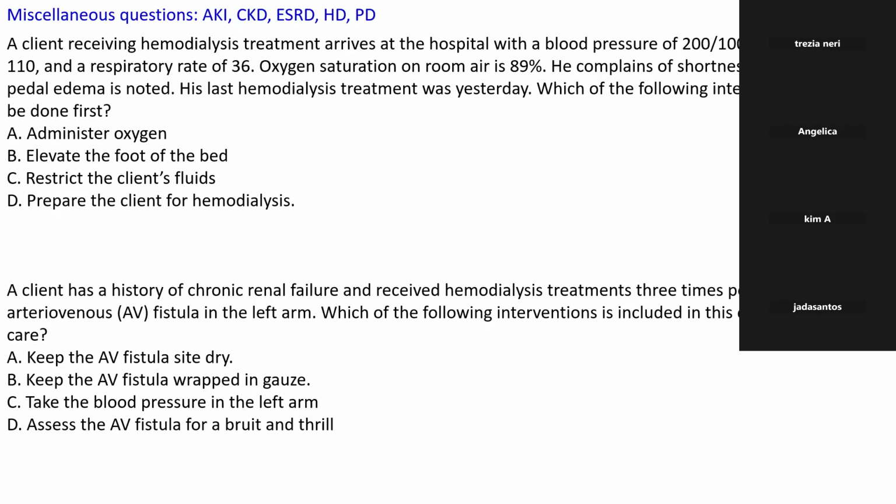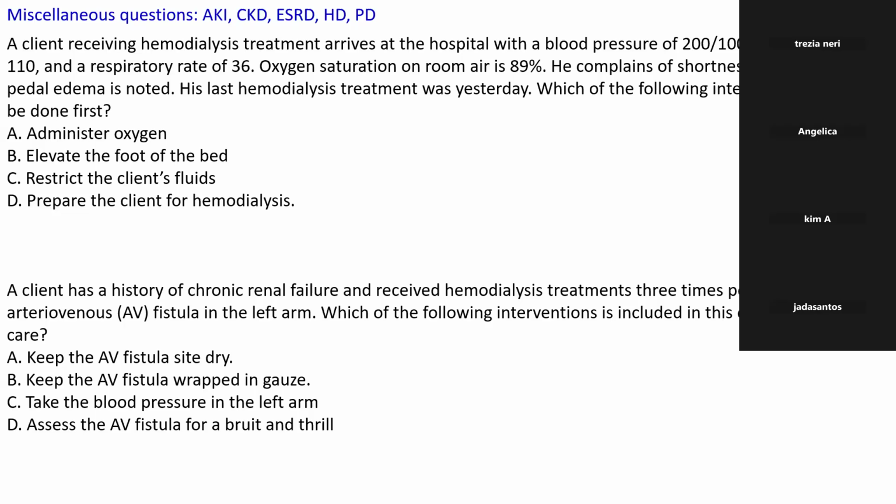So airway and oxygenation are always the first priority, especially for this scenario, because the client is complaining of shortness of breath and the O2 sat is 89%. So obviously your best bet, the answer, should be to administer the oxygen. We will try to increase the level by administering the oxygen. The client is in pulmonary edema from the fluid overload.